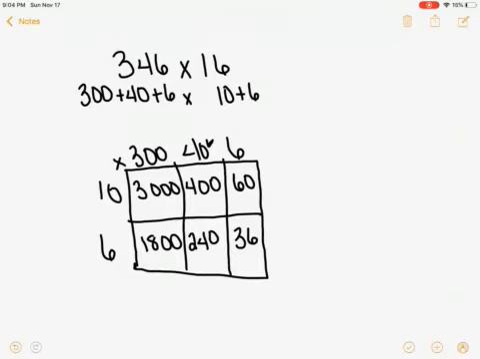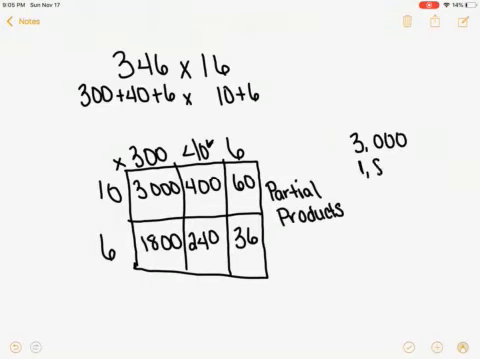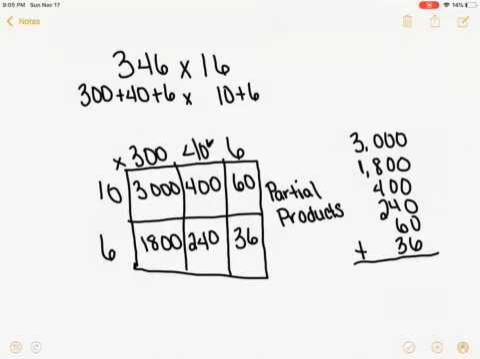So now we'll take all of our partial products and add them together. So we got 3,000, 1,800, 400, 240, 60, and 36. We're going to add all of these together.